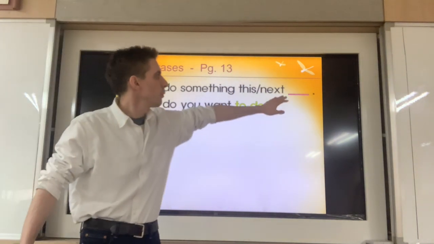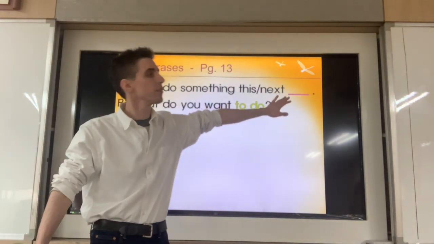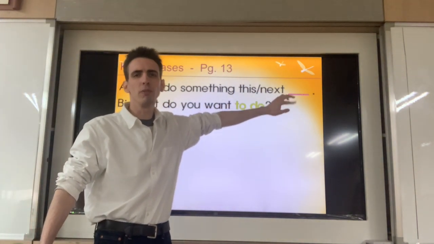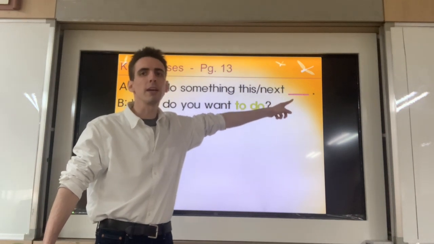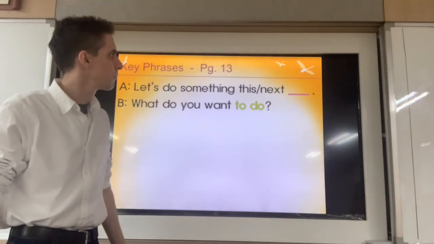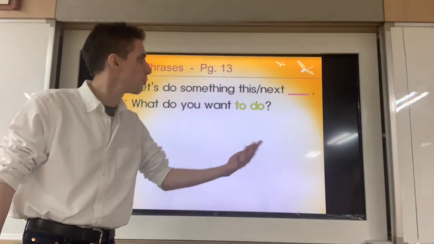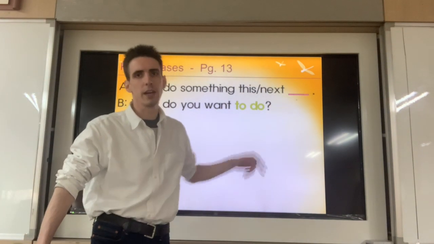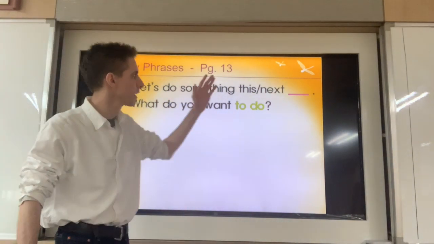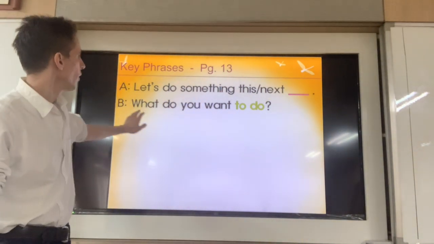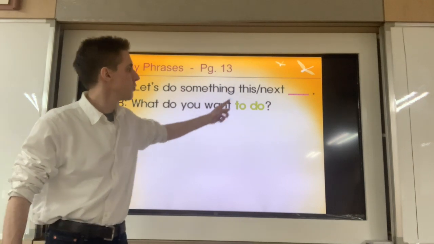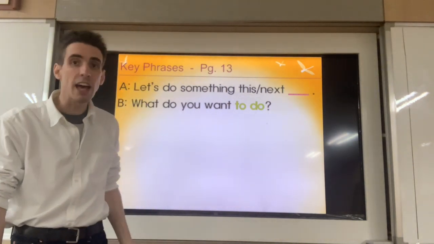Okay. We want a time word for this. It's pink, purple, whatever you can see. The pink line, adverb, or time word. So, Saturday, this weekend, next weekend. So, let's do something this blank. What do you want to do? To do is green. It's asking for a verb.